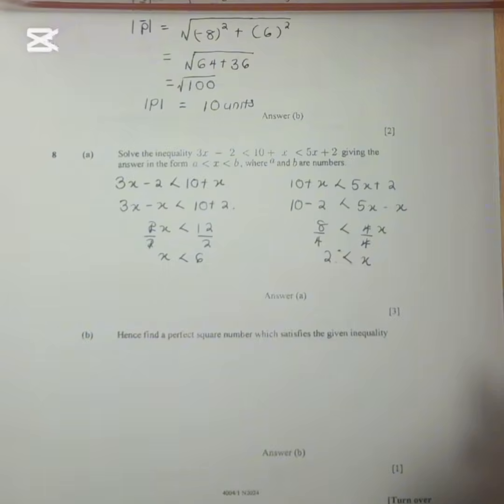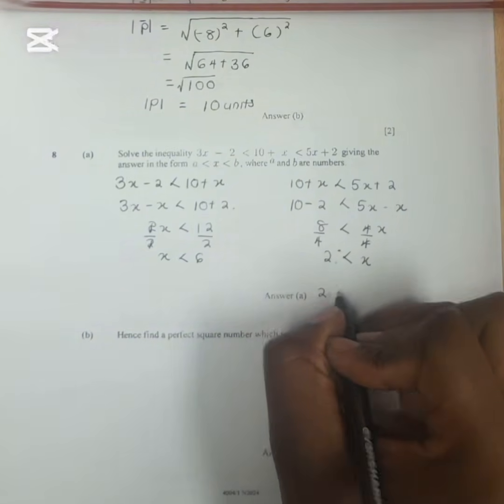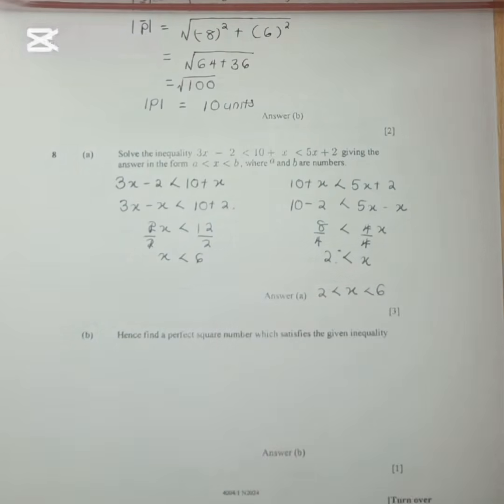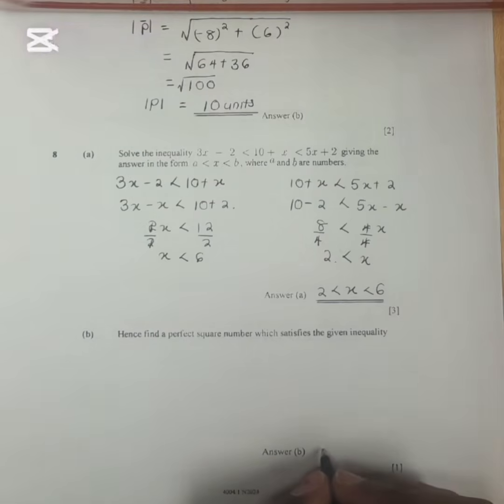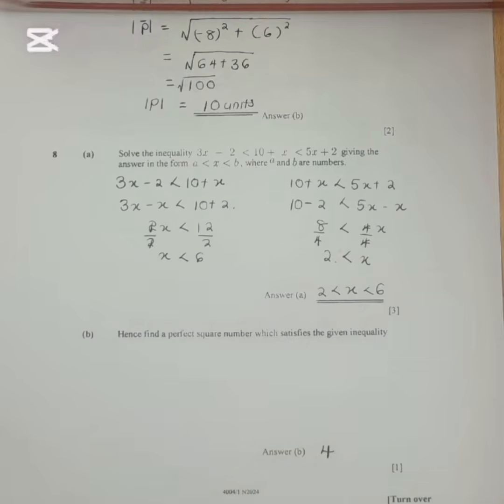So we need to combine this expression into one. We are going to say 2 is less than x, which is less than 6. This is going to be our final answer. And then hence find a perfect square number which satisfies the given inequality. So the perfect square number that lies between 2 and 6 is 4. That is going to be our answer. So that was all about number 8. Let us proceed to number 9.